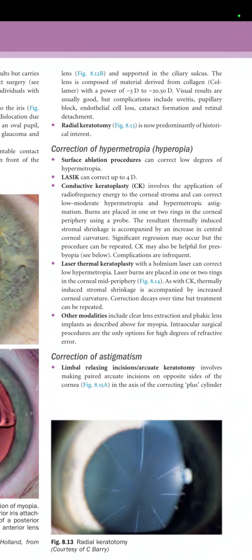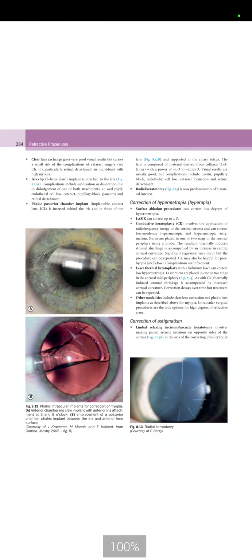Radial keratotomy is now predominantly of historical interest.